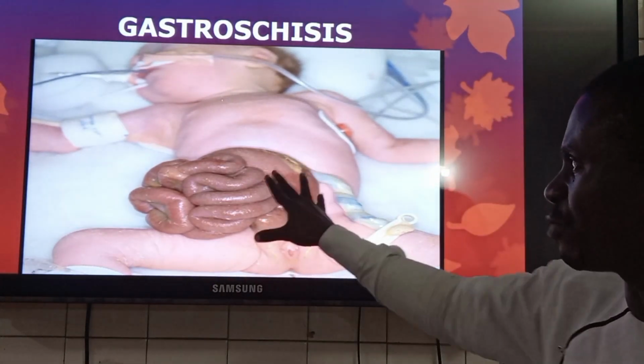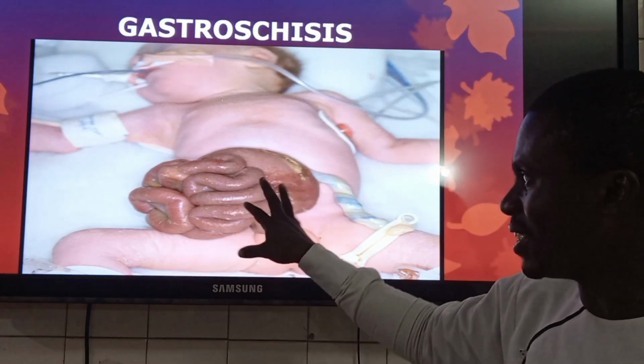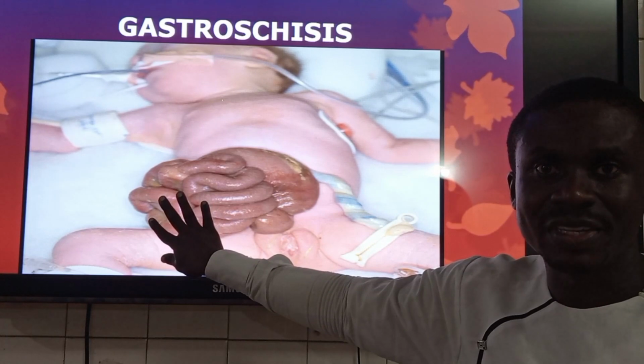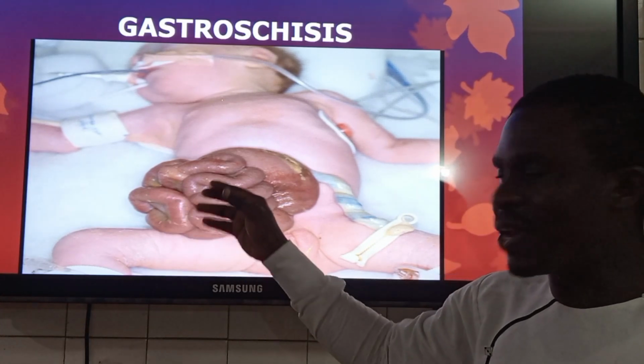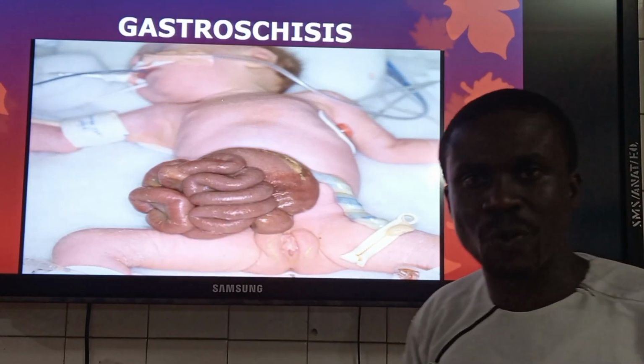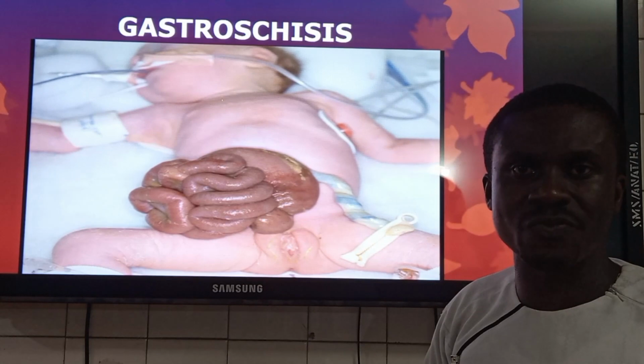Now, let's look at this one. In the case of gastroschisis, the difference is that it is not covered by the amniotic membrane. That's the first point. Also, the herniation does not take place in the umbilical opening, which is opposite to what we find in the case of omphalocele.